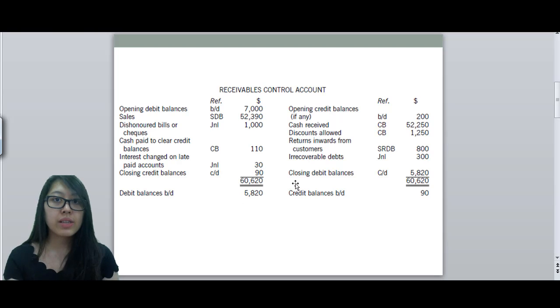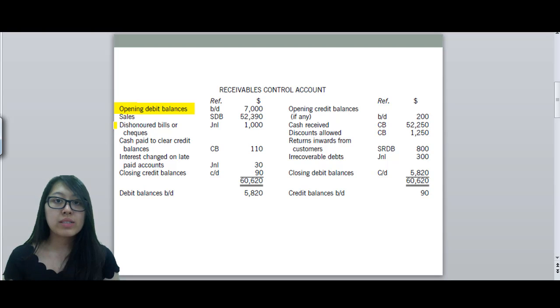And here you can see that there is a receivable control account. As an example, I'll be going through each item and explaining what each of these mean. So a trade receivable is classified as an asset and should be on the debit side. It would be expected that its opening balance is also on the debit side of its T account. So in here we can see that the opening debit balances are $7,000.